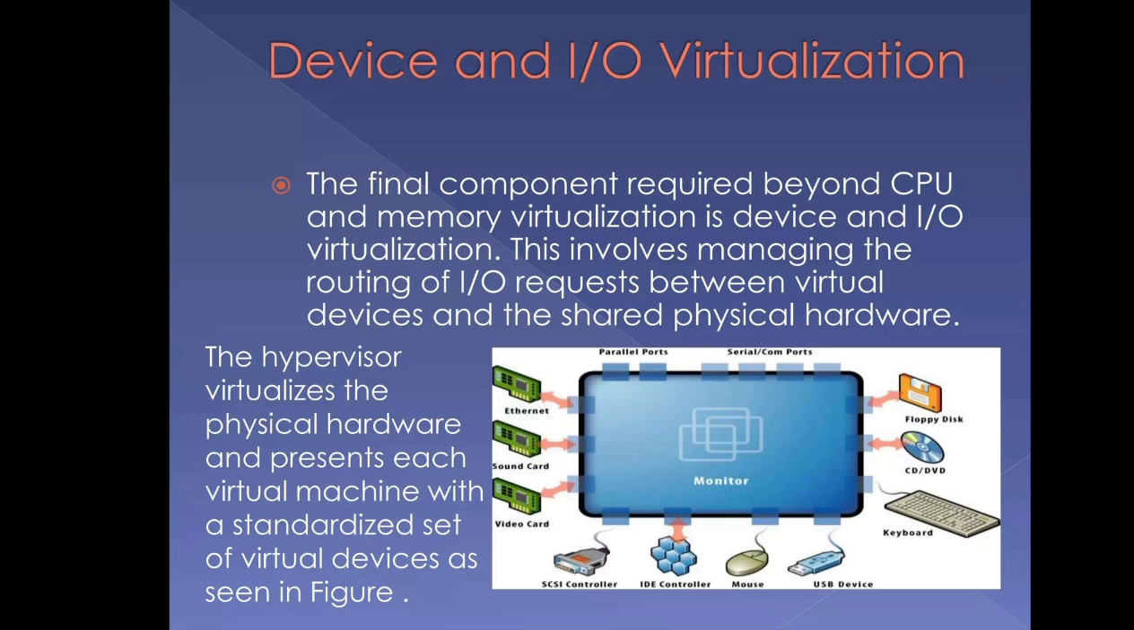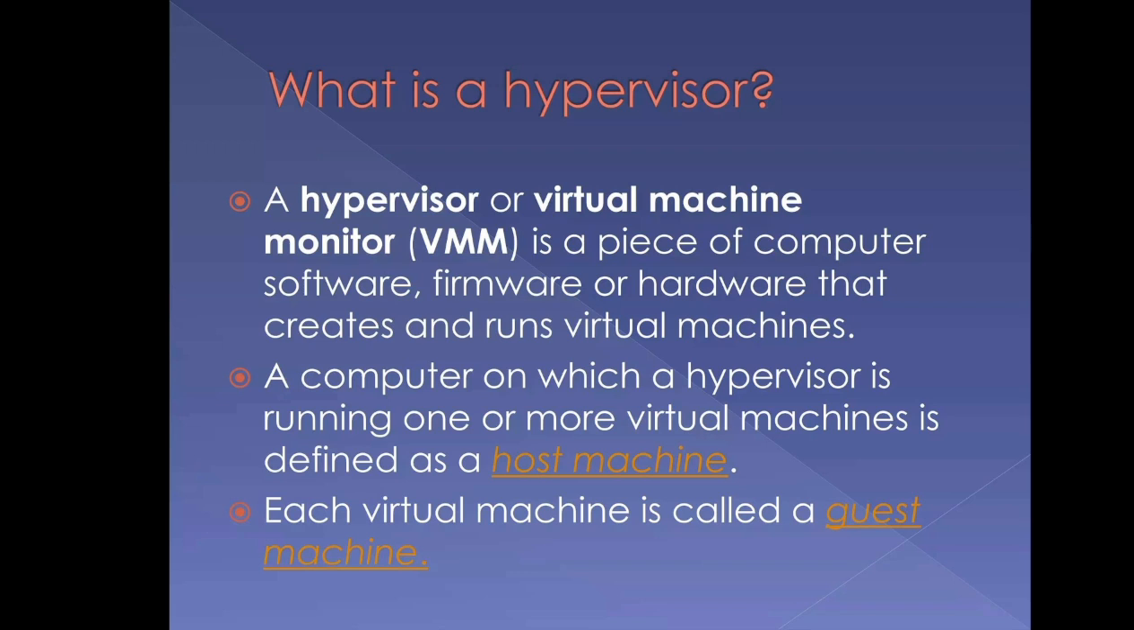Third is device and IO virtualization. The final component required beyond CPU and memory virtualization is device and IO virtualization. This involves managing the routing of IO requests between virtual devices and the shared physical hardware. The hypervisor virtualizes the physical hardware and presents each virtual machine with a standard set of virtual devices, as seen in the figure.